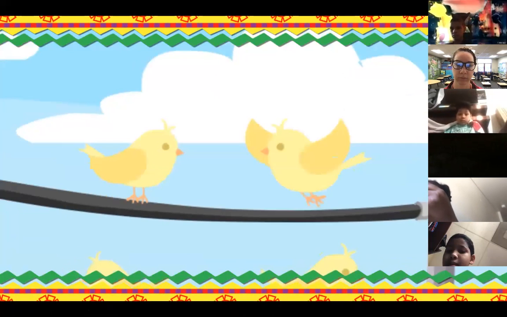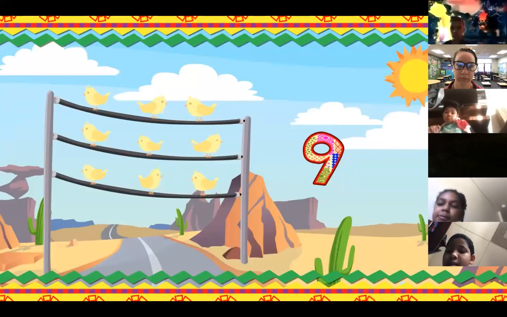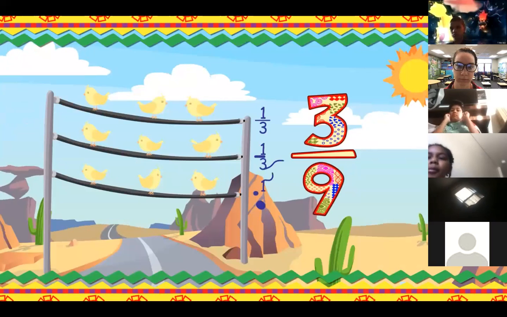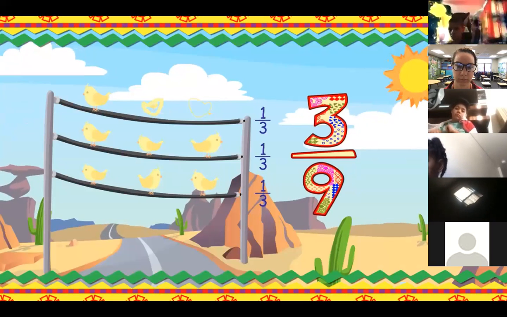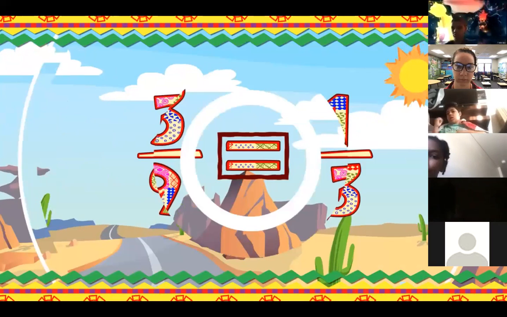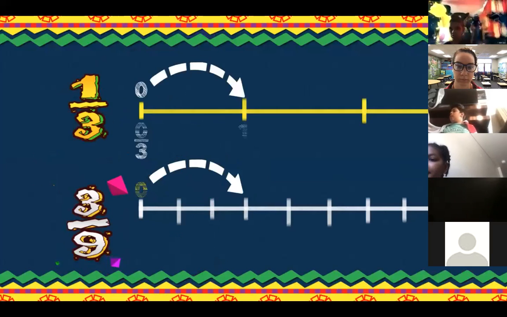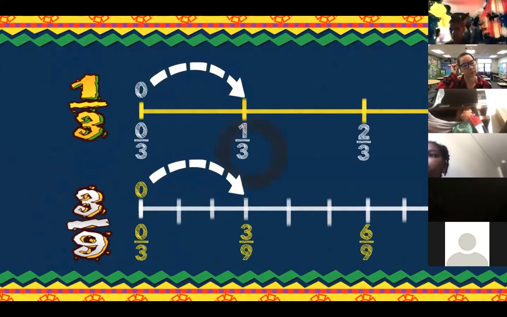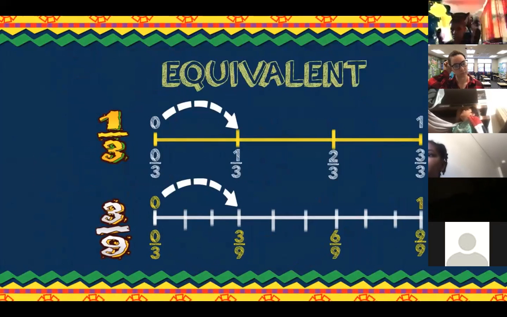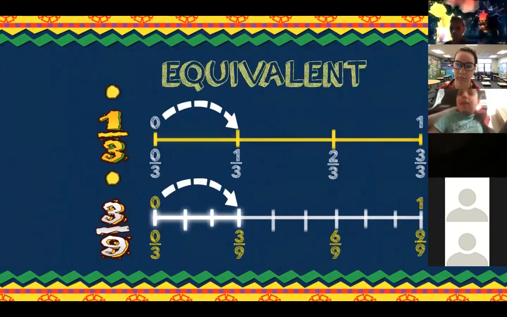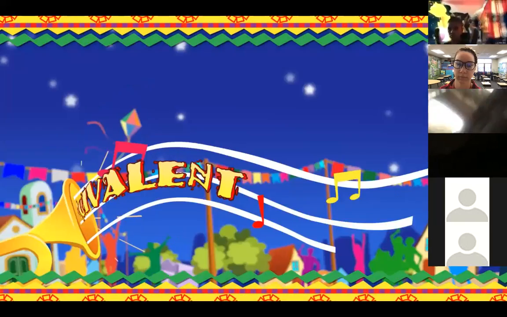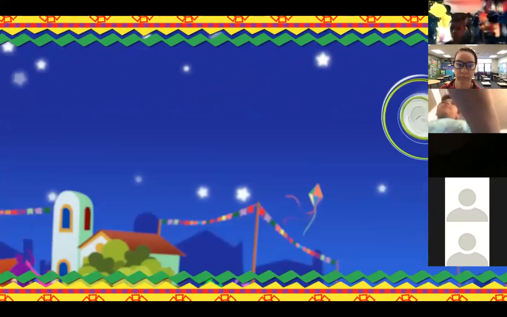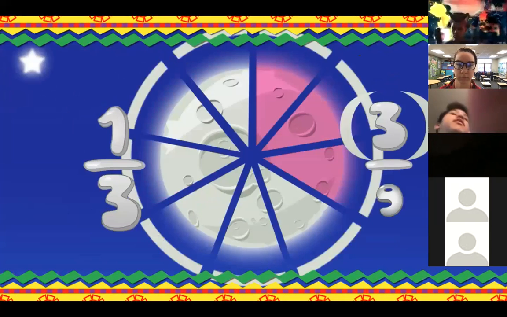Once upon a time, there were 9 canaries on telephone wires sitting down in threes. Each wire contained 1/3 of the bird, so 3 ninths is equivalent to 1/3. Drawing 1/3 and 3 ninths on a number line shows 1/3 equals 3 parts out of 9. Therefore, equivalent is the word that describes 3 ninths and 1/3. Equivalent fractions is the name for fractions whose values are the same.